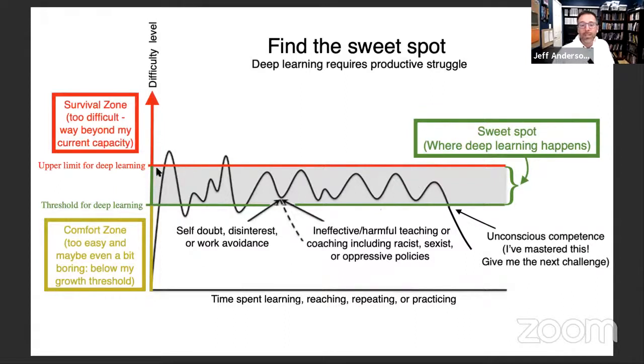The goal of deep learning is to engage in focused, distraction-free practice on hard tasks at the edge of our capacity. In this model, what that means is to put ourselves into the sweet spot and to stay in that sweet spot as long as we can until what used to be hard becomes easy. This requires that we have strategies to get over our self-doubt, disinterest, and work avoidance, and also to counteract ineffective or harmful teaching practices of coaches and mentors, right? And that often involves creating entire networks, social networks, learning communities that will help us push past our limits.